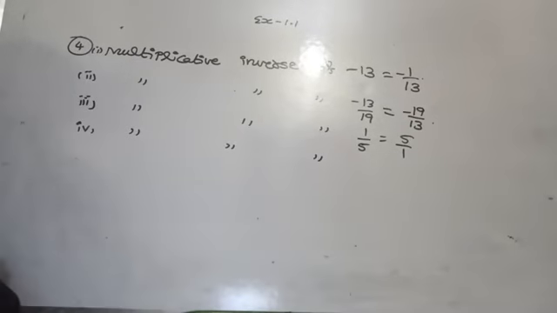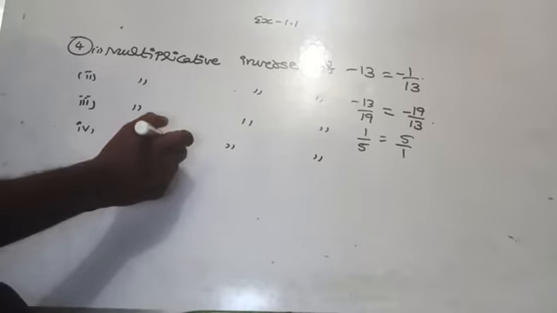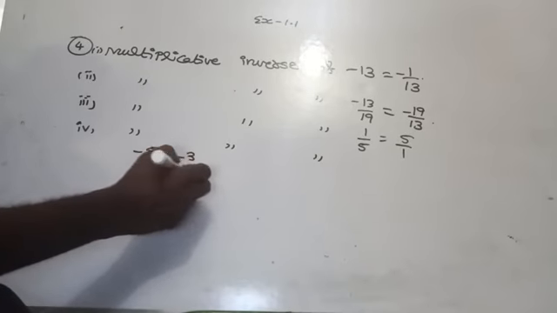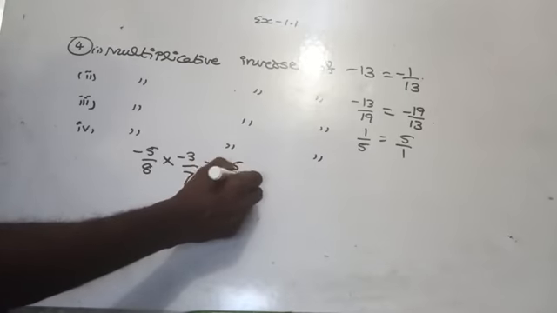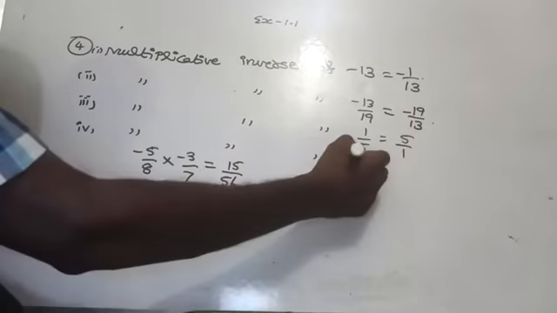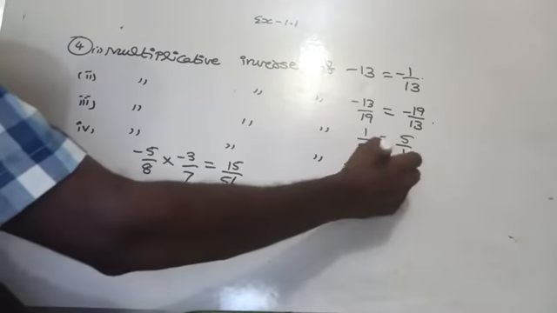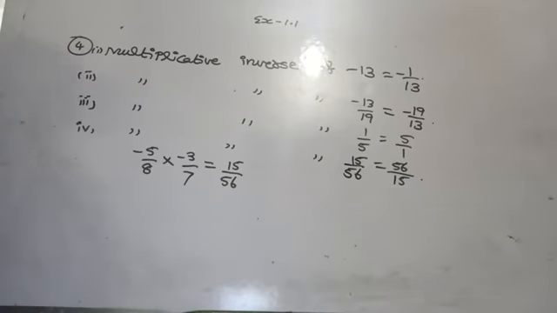Now, come to the fourth part. Multiplicative inverse of minus 5 by 8 into minus 3 by 7. First you simplify that. Minus into minus is plus, 15. 8 7s are 56. So 15 by 56. Now what is the multiplicative inverse of 15 by 56? It is 56 by 15. Am I right? Yes.